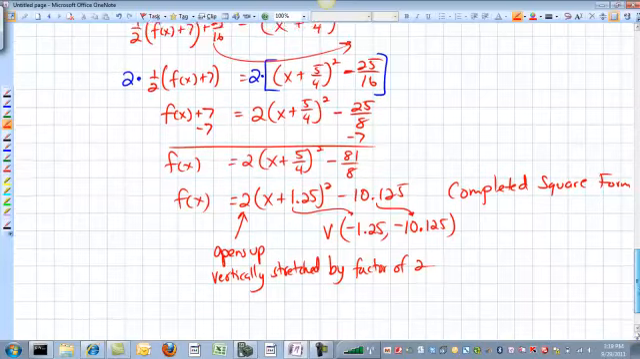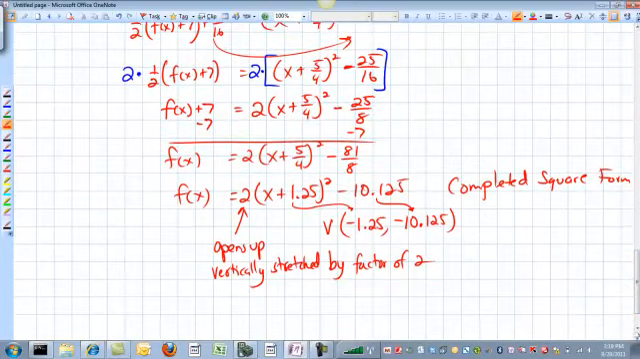And it wouldn't be hard to figure out what the roots are of this just by putting a 0 right here and working it out from there.